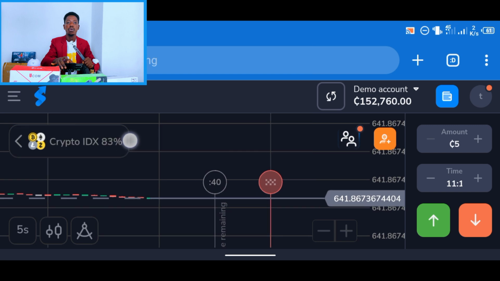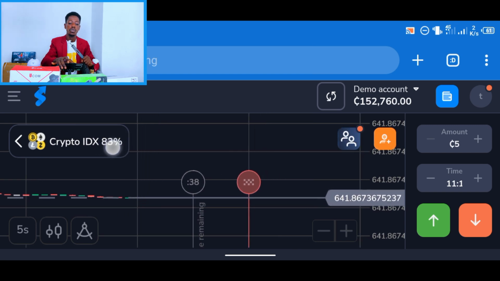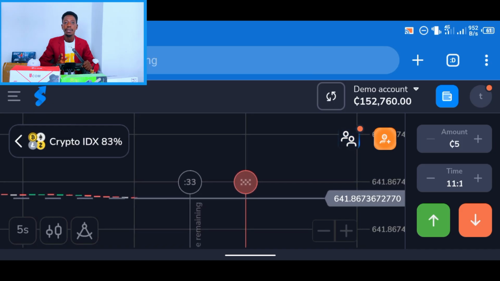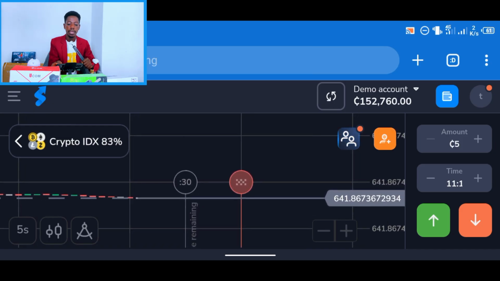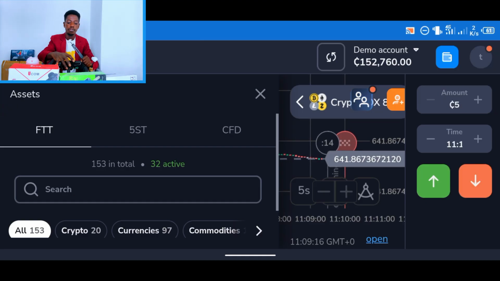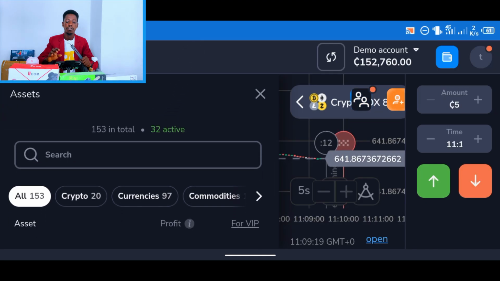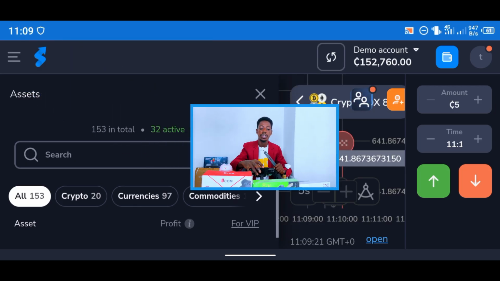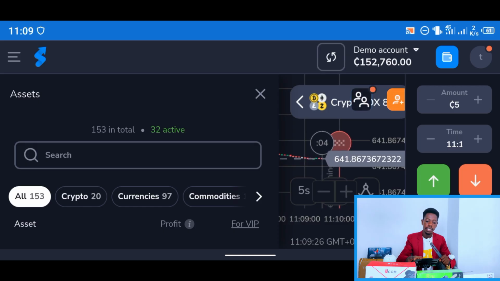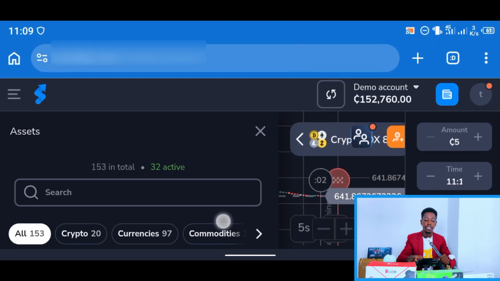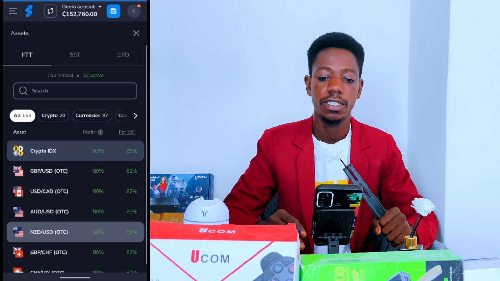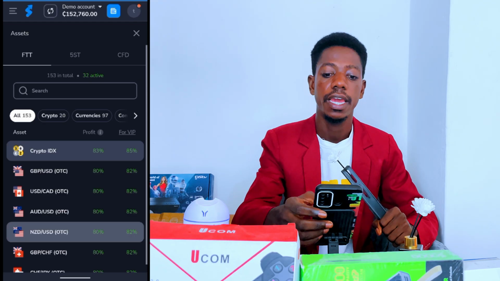And here you see the crypto IDX. That is where you are going to set the asset, either you are going to trade by using crypto, stocks, or any currency pair that you want to use. So here you just click on the crypto index, and you see the FTT, that's the first trade here. You see a list of currency pairs that you can use to trade and their winning percentage, as well as the profit that you get from the asset that you use to trade.